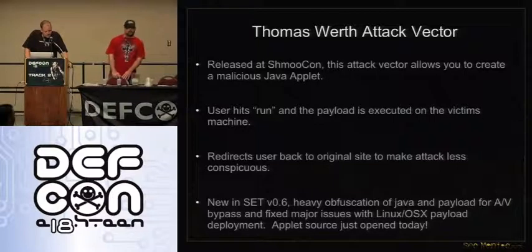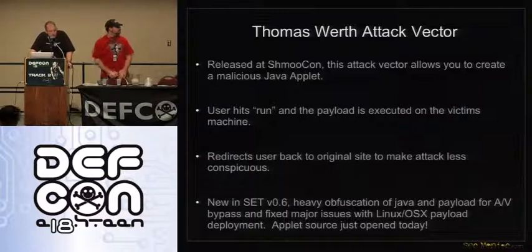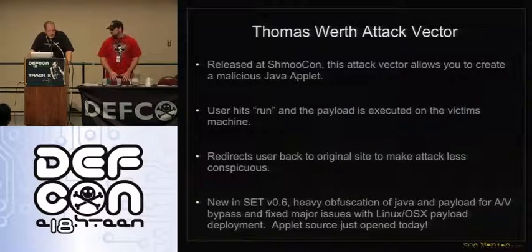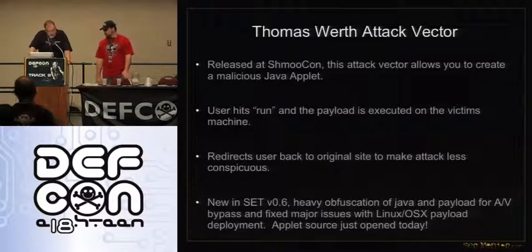I've got to give a shout out to Thomas Worth, who helped me write the Java applet attack vector. It was closed source. We initially released it at ShmooCon closed source and heavily obfuscated. But we did open source it with version 0.6, which was released at B-Sides on Wednesday. So you can manipulate the source code, use anything you want with it, do what you want to. It's all open source. Special thanks to Thomas Worth for that.